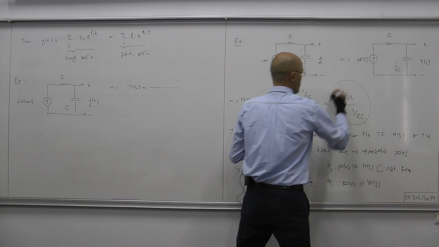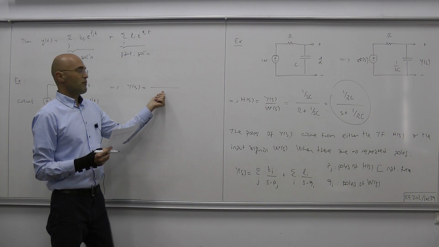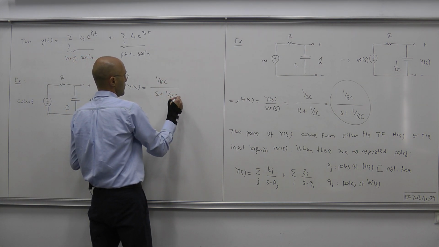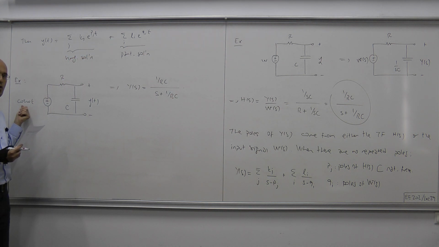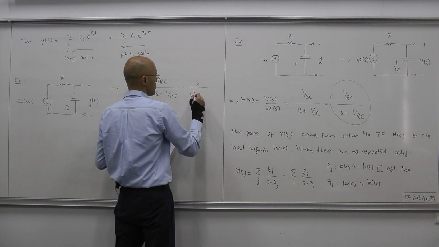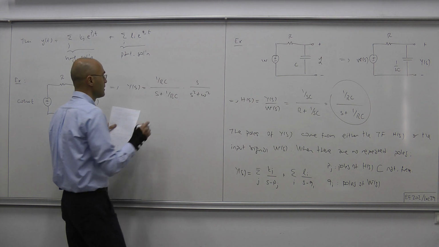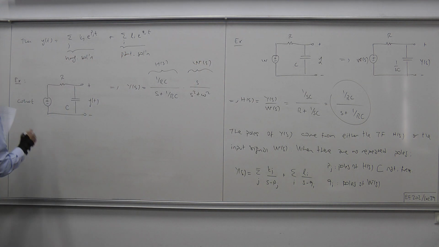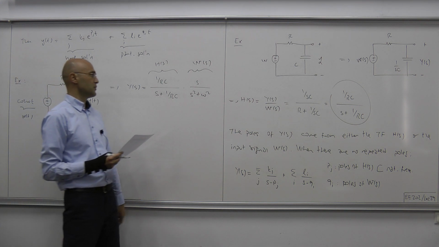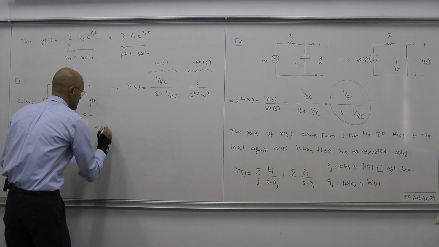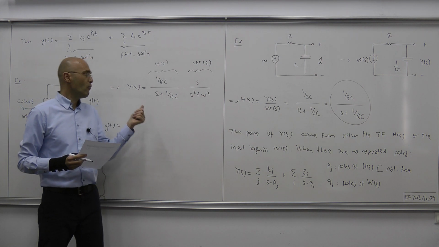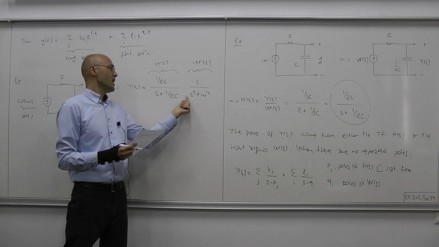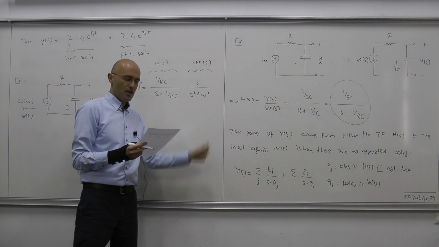the transfer function H of S times the transform of the input. The transfer function is 1 over RC times 1 over S plus 1 over RC, times the Laplace transform of cosine omega t, which we know equals S over S squared plus omega squared. So this is our H of S, and this is our W of S, because this thing is our W of t, the input. And then the poles of Y of S for this situation are such that it has a pole at minus 1 over RC, and it has a complex conjugate pair of poles at plus minus j omega.